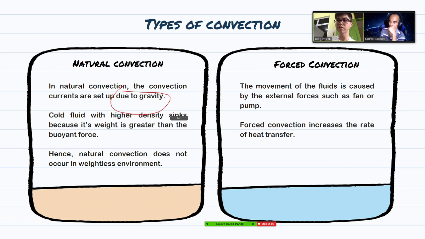In forced convection, the movement of the fluids is caused by external forces, such as when there is a fan or a pump. Forced convection increases the rate of heat transfer.